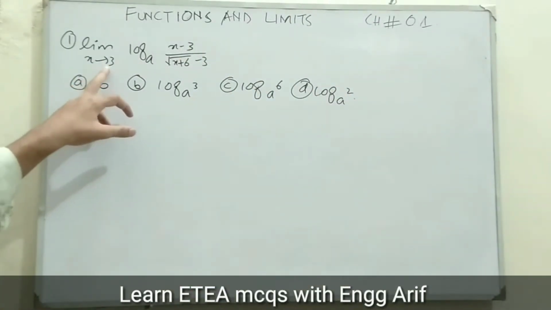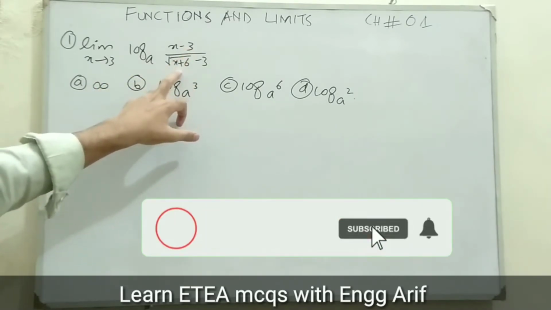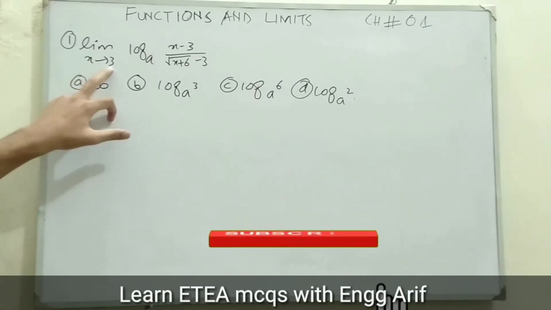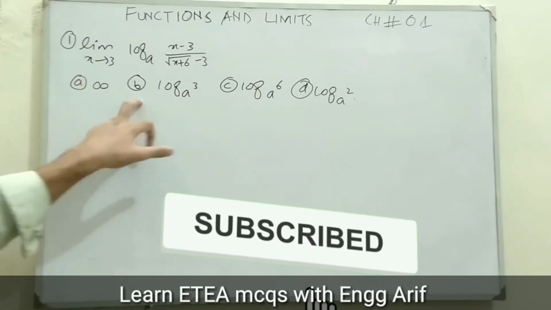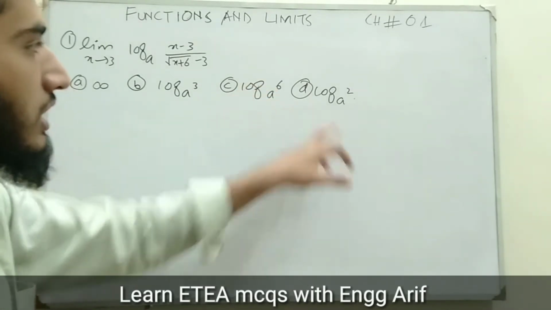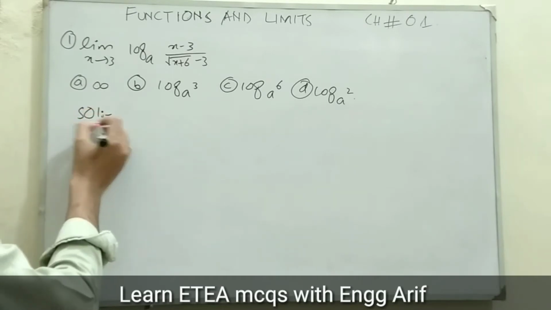It tells that limit x approaches to 3, find the value of log of (x minus 3) divided by (under root of x plus 6, minus 3) to the base a, when the limit x approaches to 3. Option A is infinity, B is log of 3 to the base a, C is log of 6 to the base a, option D is log of 2 to the base a. So move towards the solution of MCQ number first.